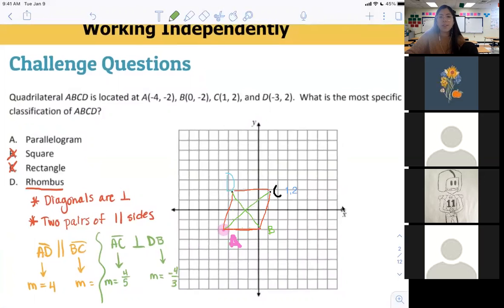So what's going on? Are these perpendicular? No. No, ma'am. At first it looked like they were, didn't it? Yeah, it looked like this could definitely be a rhombus, but unfortunately, since these are not perpendicular, it's not. It's just a regular old parallelogram.